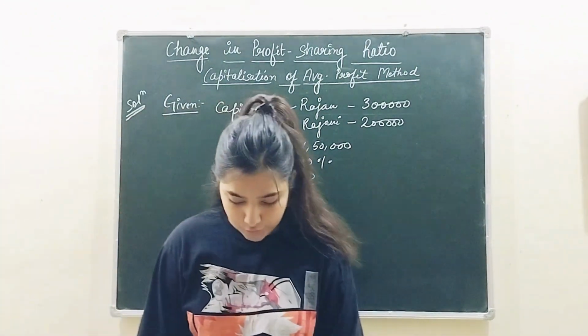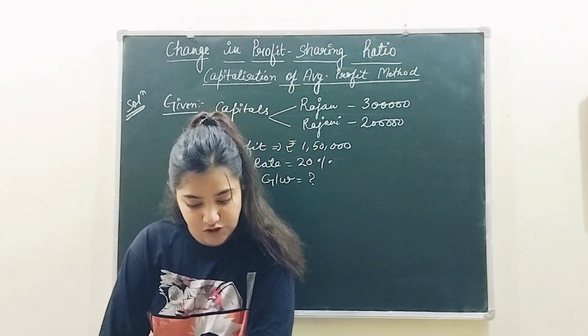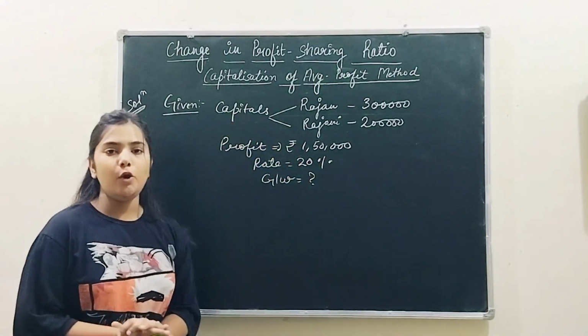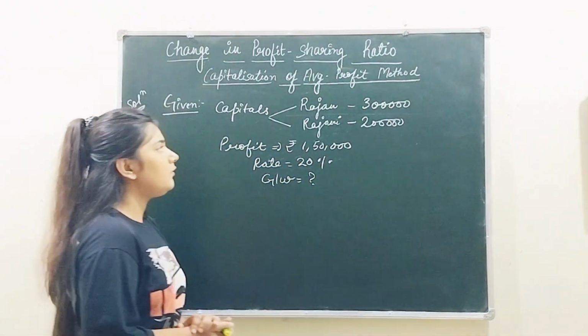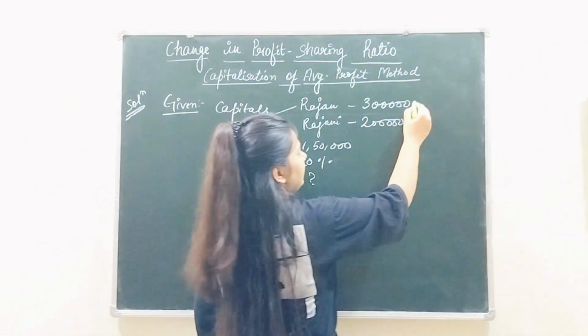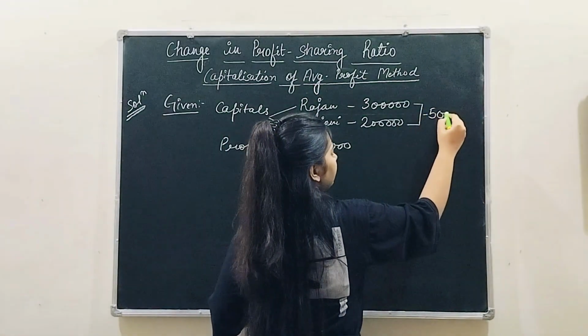Right? So what you have to do, you have to simply calculate your capital employed first. Right? So as you can see, you have to simply add these two. This will give you the capital employed.